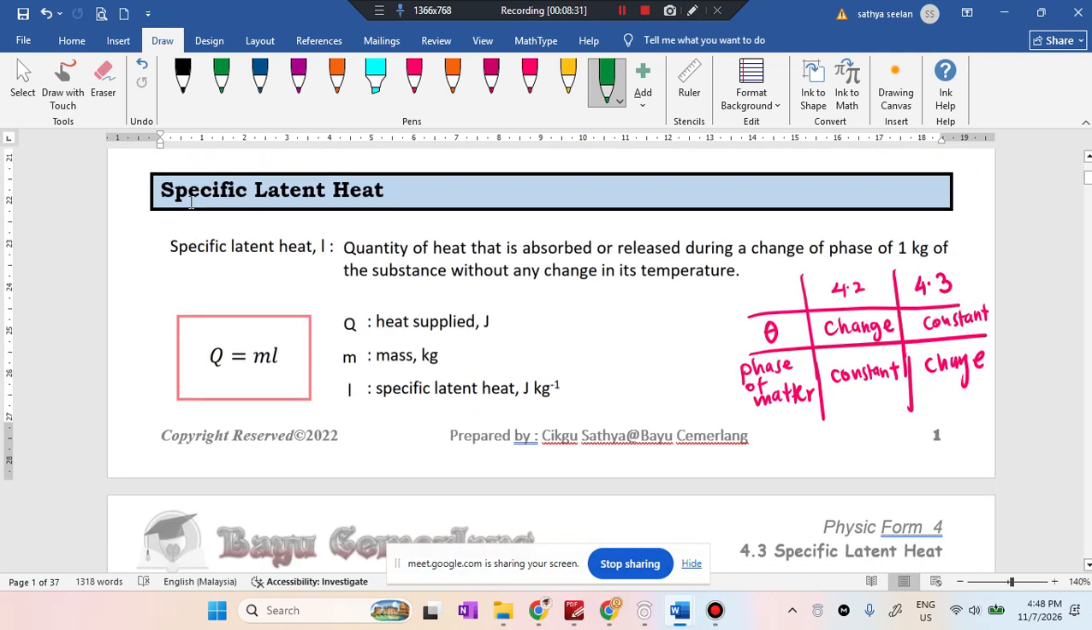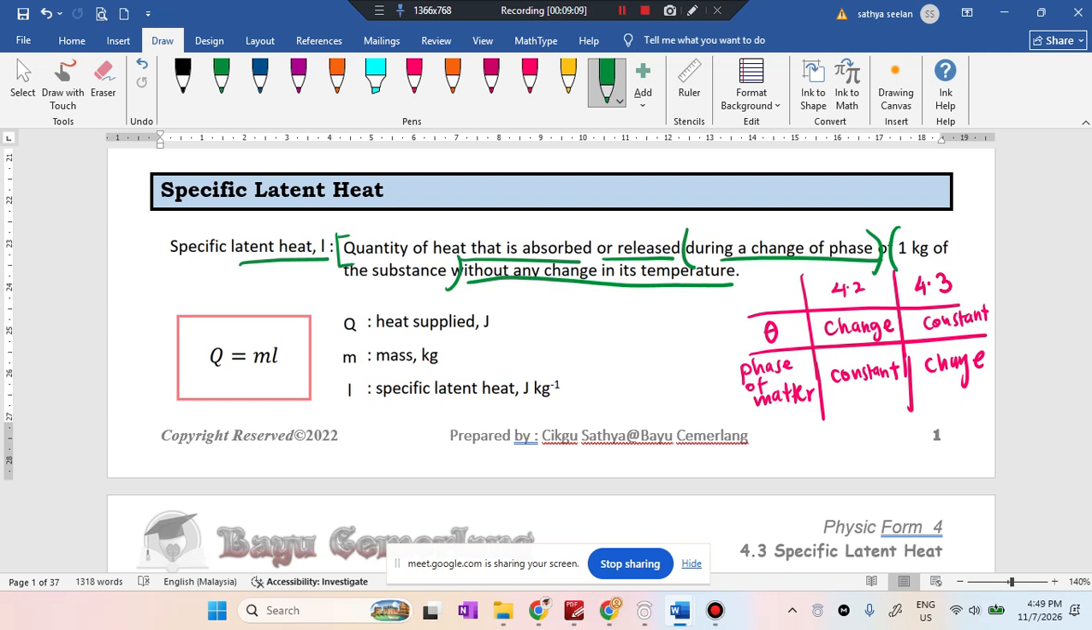Okay. Now, what is specific latent heat? Nanti dia akan jadi, kita kena modify sikit masa dia enter vaporization or fusion. Okay, now this is the general form of this specific latent heat: quantity of heat absorbed or released during the change of phase of 1 kg of the substance, must maintain that without any change in its temperature.